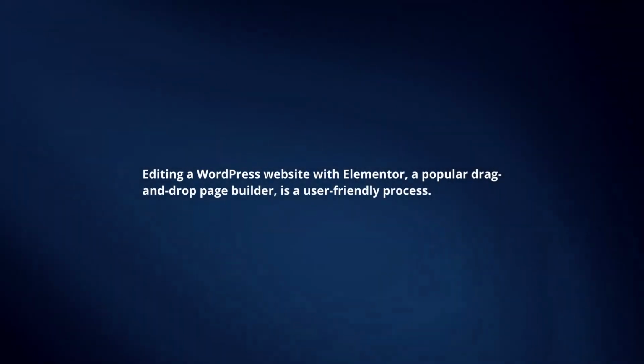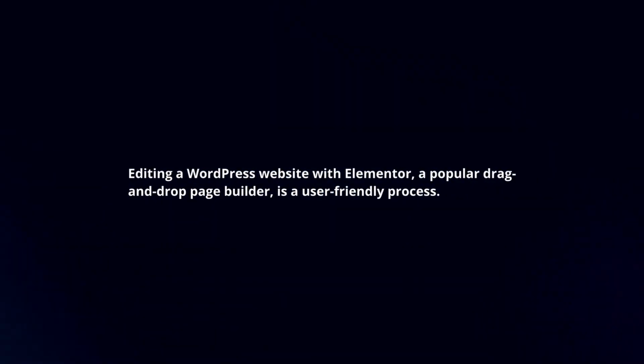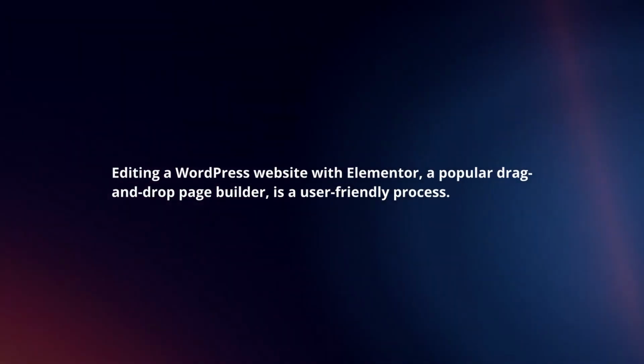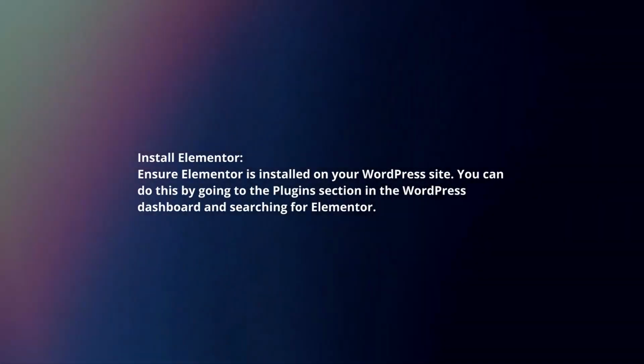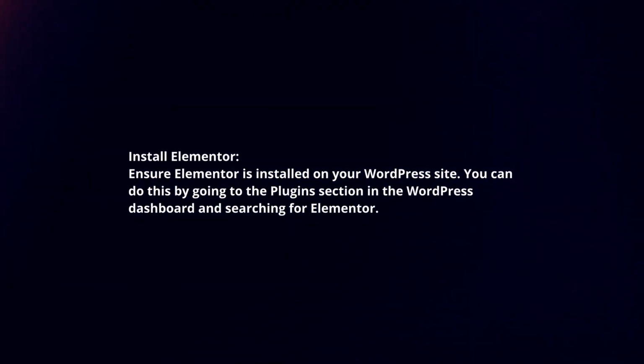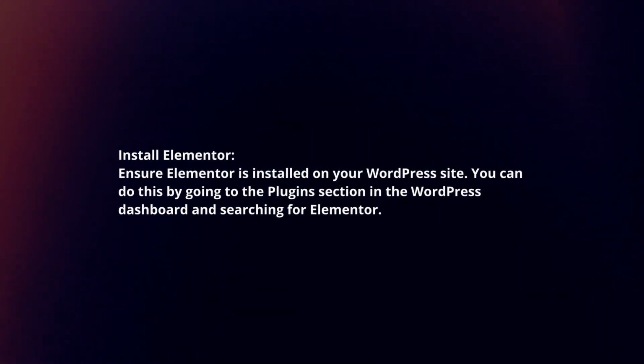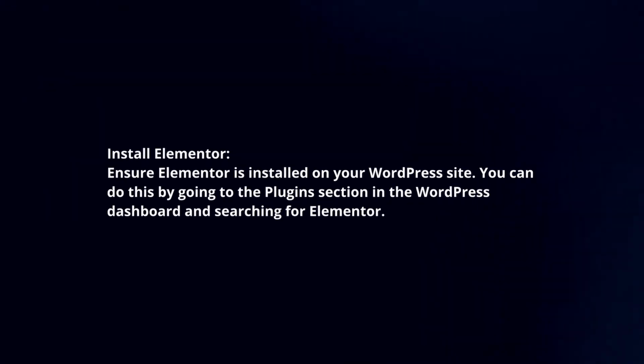Editing a WordPress website with Elementor, a popular drag-and-drop page builder, is a user-friendly process. Here's a concise guide. Install Elementor. Ensure Elementor is installed on your WordPress site. You can do this by going to the plugins section in the WordPress dashboard and searching for Elementor.